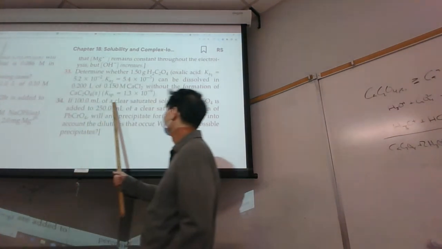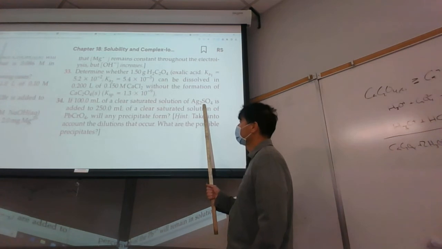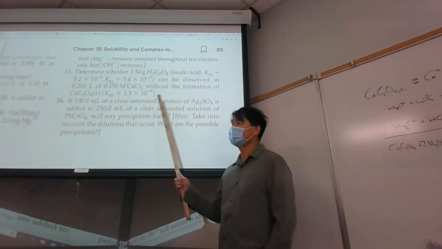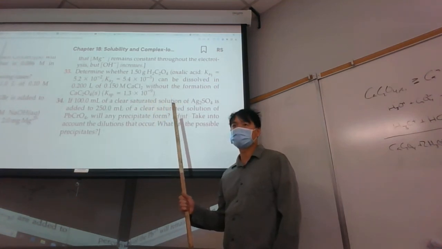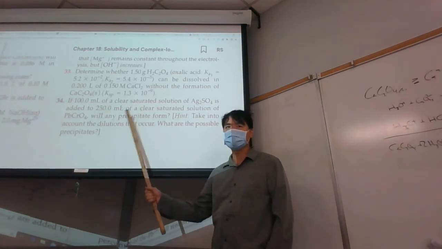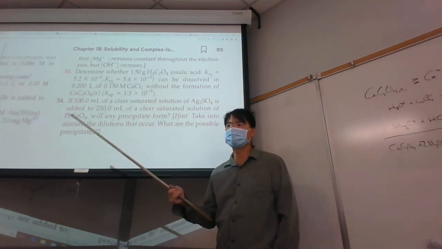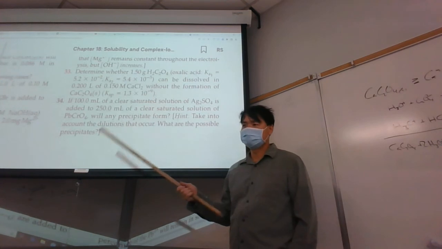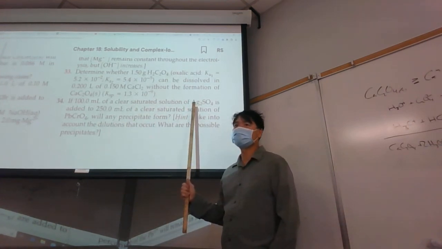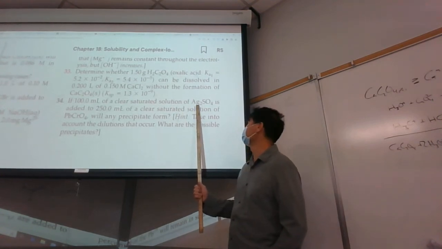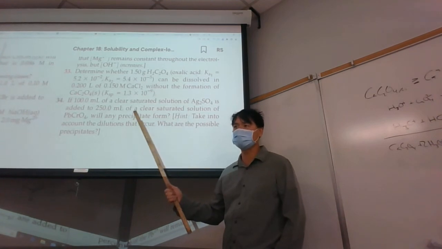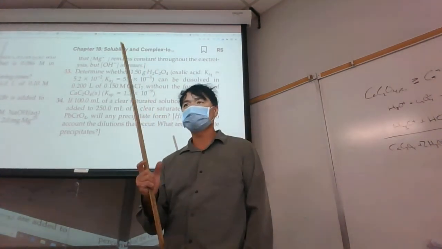Number 34 is a 100 milliliter clear saturated solution of silver sulfate. Now, clear saturated solution means that this is a solubility calculation. In order to get the silver ion concentration, I have to calculate the solubility because saturated solution means solubility. And so this is more, because first I got to get the KSP for this and then figure out what is the splitting. Well, this splits into 2S plus S, which is going to give me 4S cubed, which is going to give me a solubility. But that solubility is not the silver ion concentration.